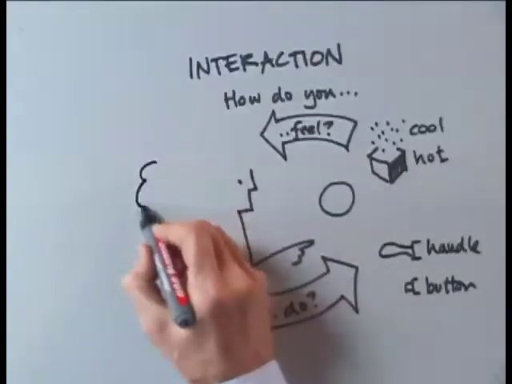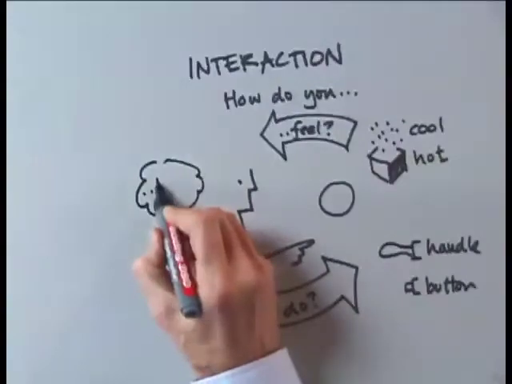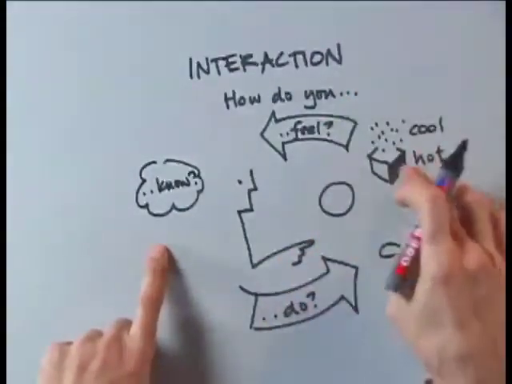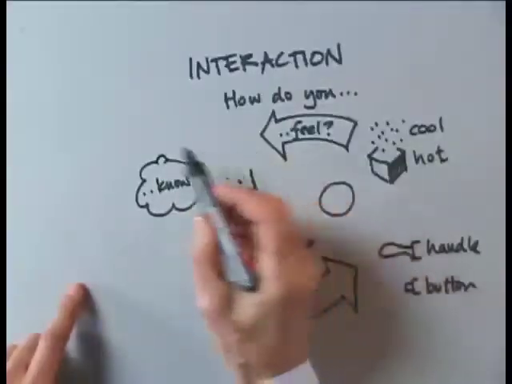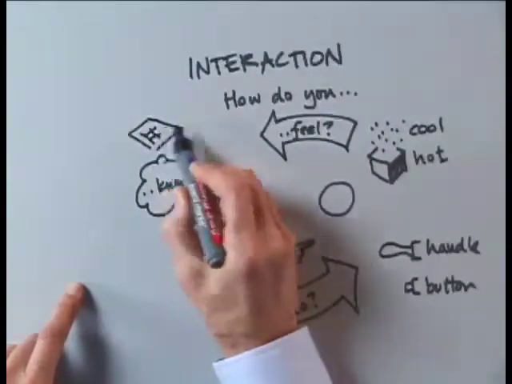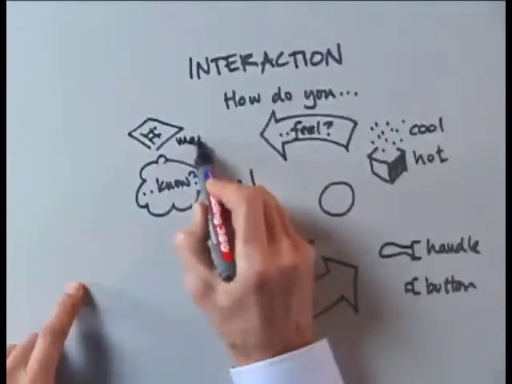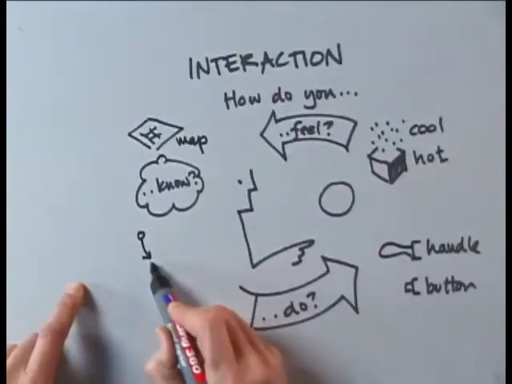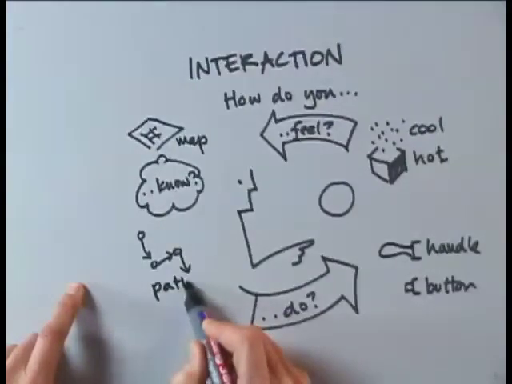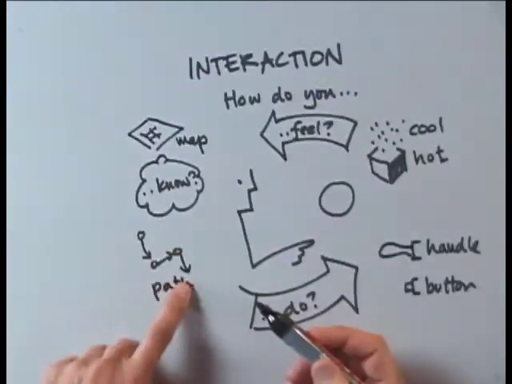Finally, the third question is, how do you know? As we design interactions with computers in them, it's very difficult for the user of those products to know exactly what they're going to do. And a nice dichotomy is deciding whether the user needs a map to see an overview of how everything works. Or maybe the user just needs to know exactly what to do moment to moment, and a path is sufficient. Do this, do this, do this, do this.